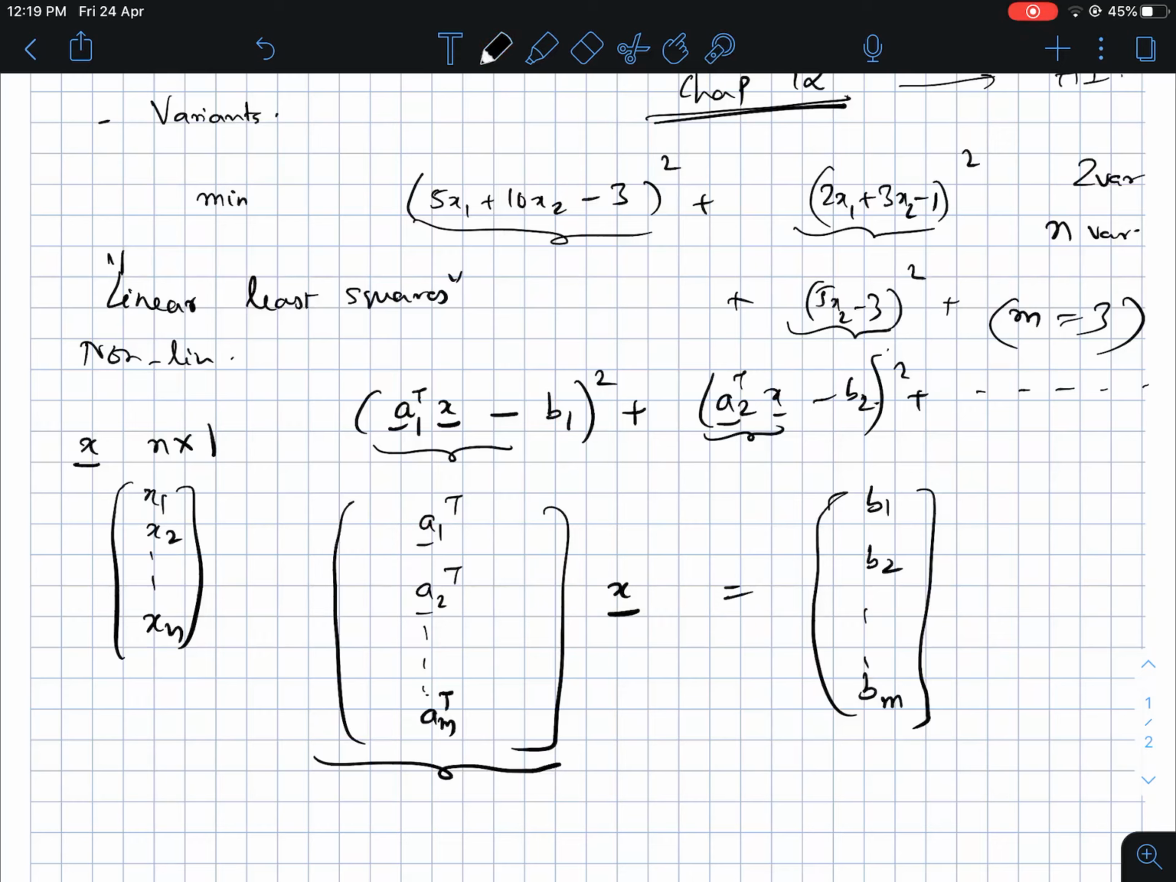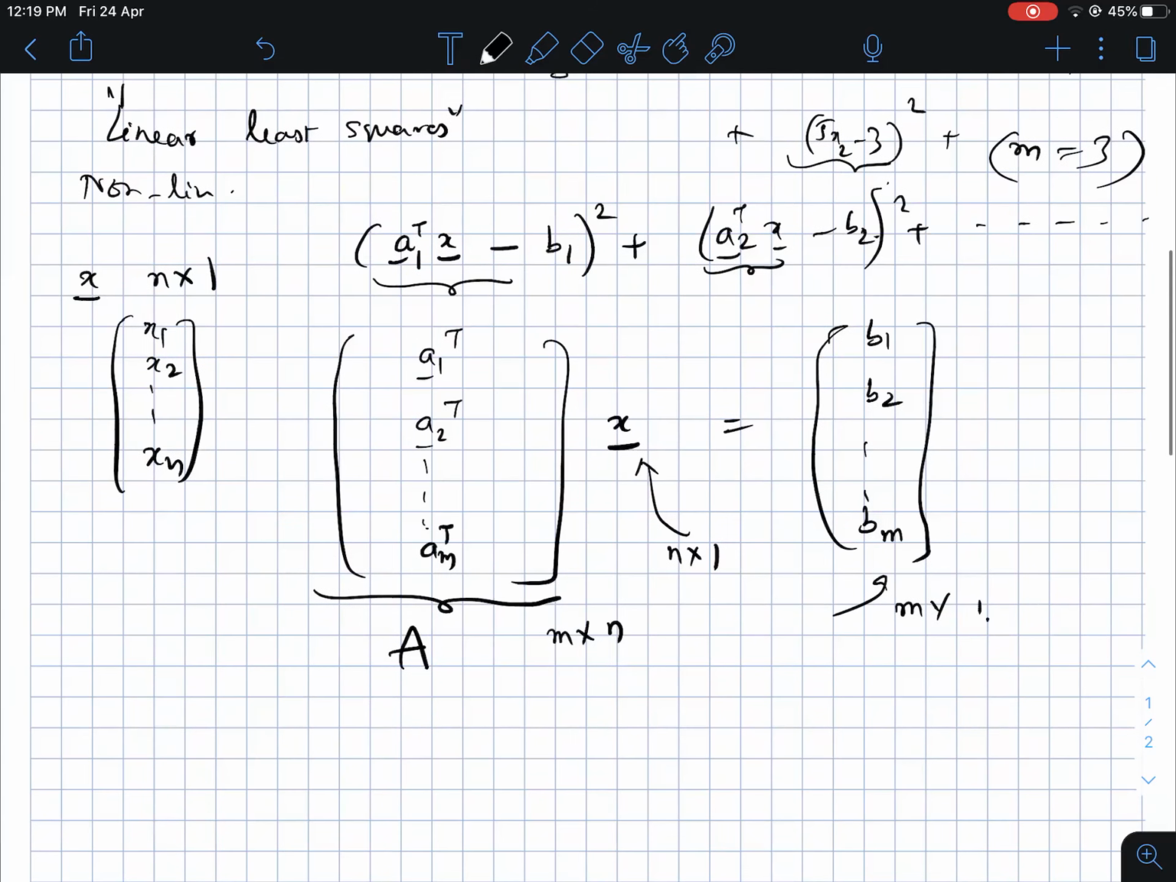So this is going to be an m cross n matrix. Let's call it A. This is going to be an n cross 1 vector, and this is going to be an n cross 1 vector. Okay? So effectively, you have not Ax equal to b, you have Ax minus b.